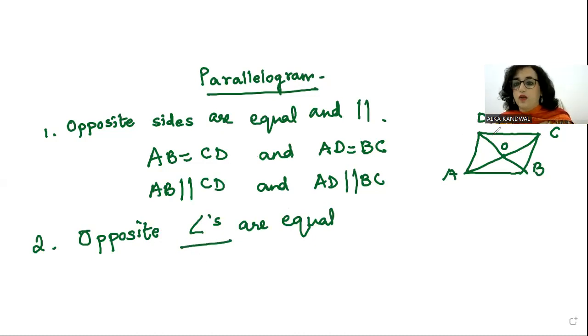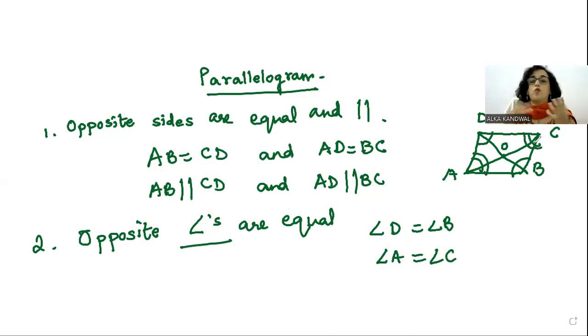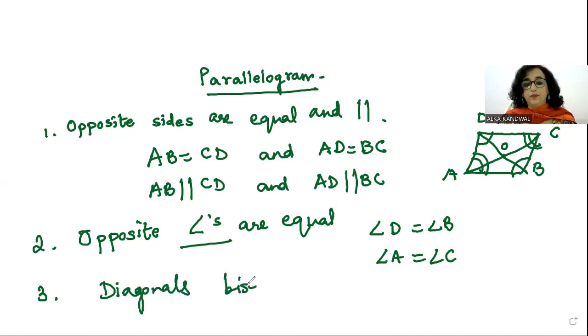Opposite angles are equal means angle D will be equal to angle B and angle A will be equal to angle C. So the opposite angles are equal. So these are the properties of the parallelogram, and the third property says that diagonals bisect each other. Diagonals bisect each other. Yes.